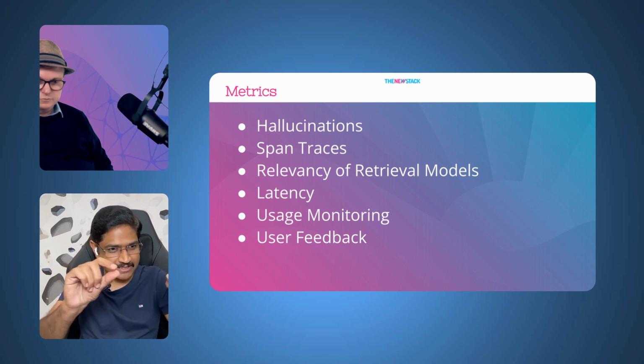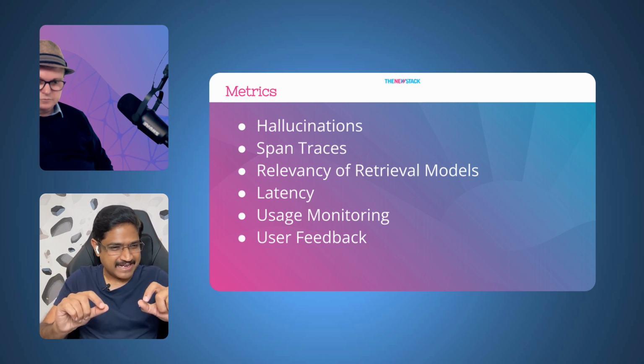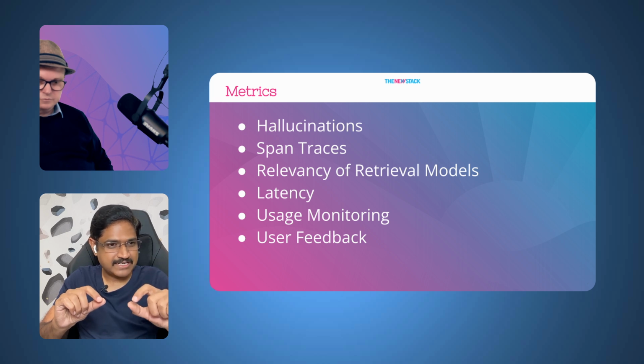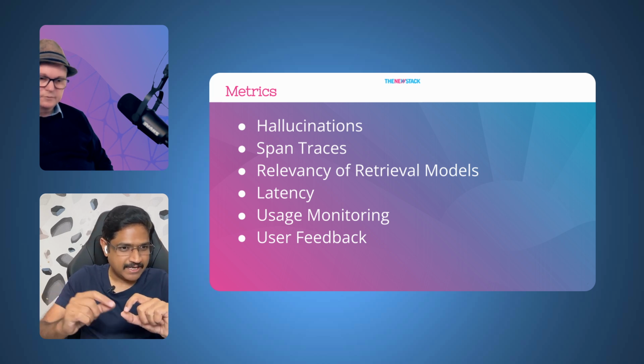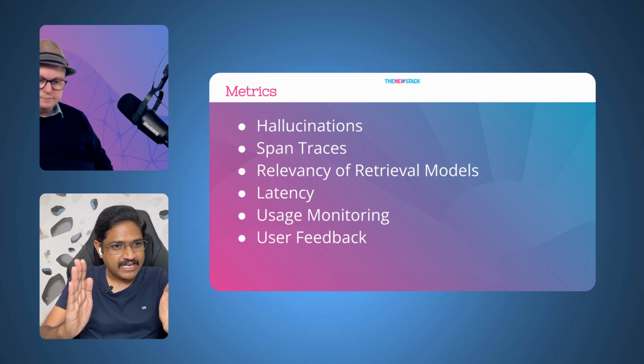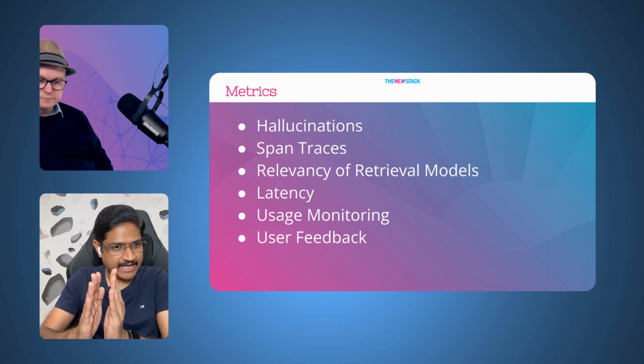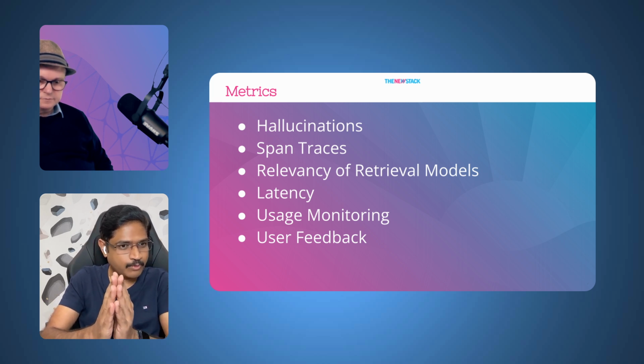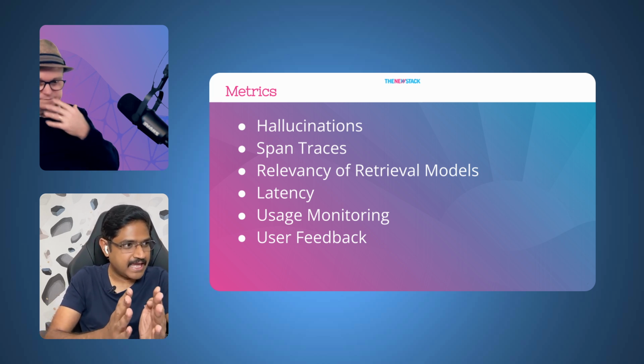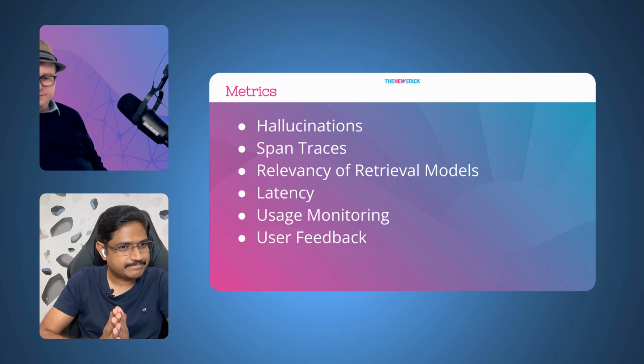When you visualize that on a timeline, it becomes very clear that certain prompts are taking longer, certain tools are taking longer, and that will give you a sense of where the bottleneck is and what is causing the actual problem or the delay in making the agent come back with the correct response. Okay. Relevancy of retrieval models then.